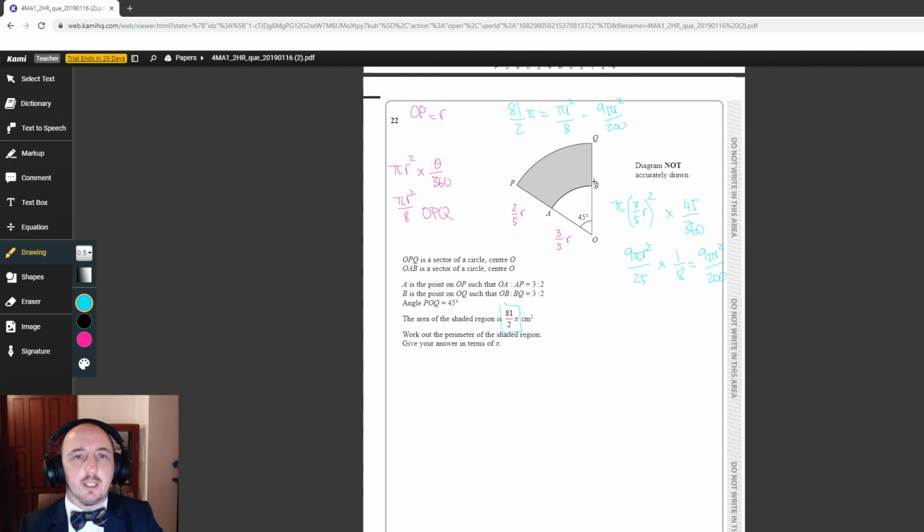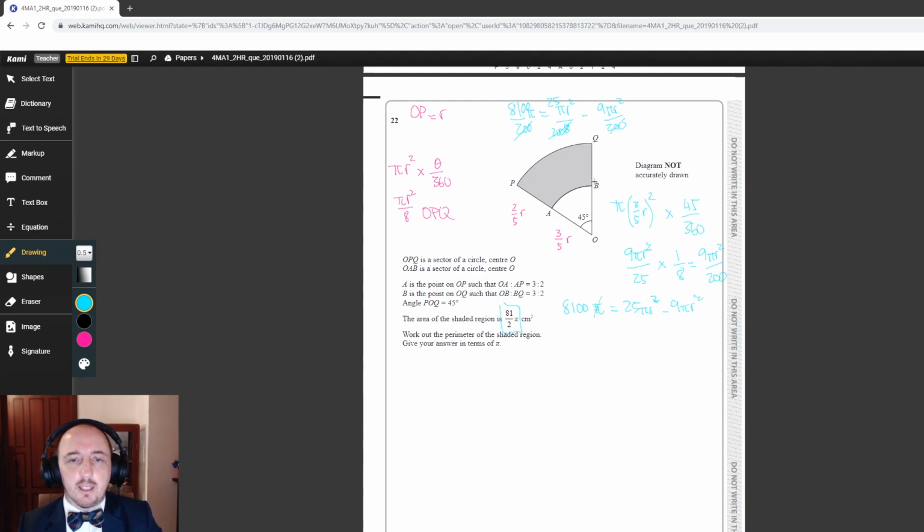So times this one by 10, we get 8100 over 200, and times that by 25, that gets that 200. So I'm just getting these common denominators here, and then I can cancel these all out. So we have 8100 pi equals 25 pi r squared minus 9 pi r squared.